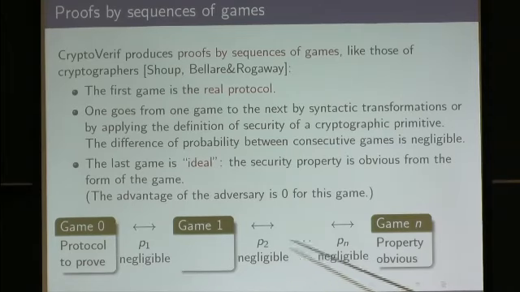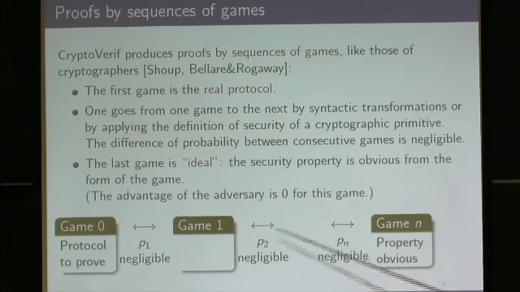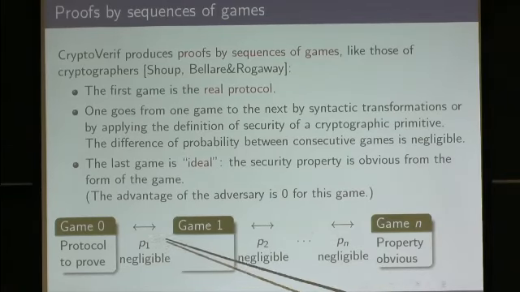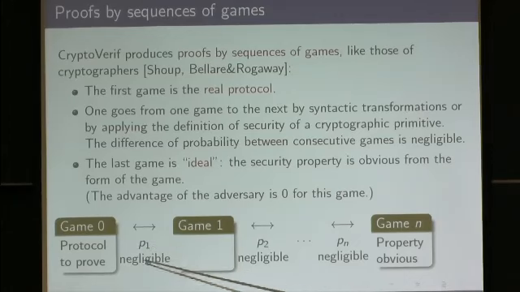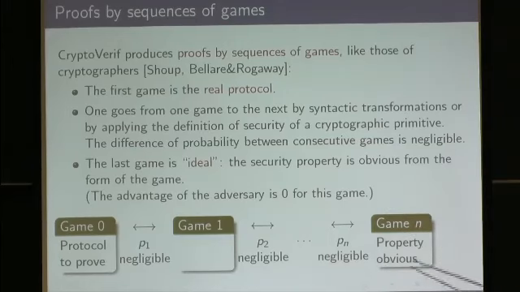So you have this kind of situation. You start from the protocol that you want to prove, and you transform it step by step, and the difference of probability is some formula, and in the asymptotic case, you know that it's negligible. And finally, in the last game, the property is obvious just by looking at the form of the game without using any computational assumption. And so you can then prove that the probability of breaking the protocol is just the sum of these probabilities, and you can compute it, or you can know that it's negligible.